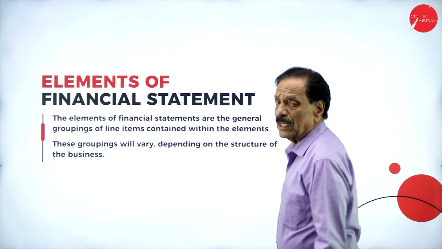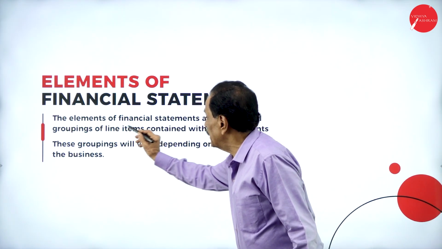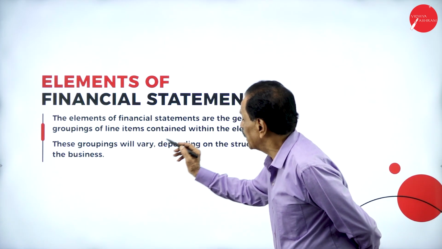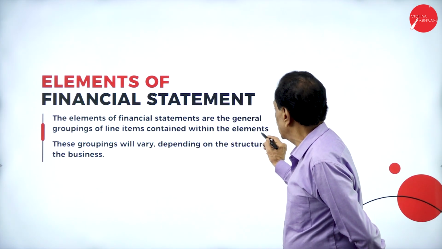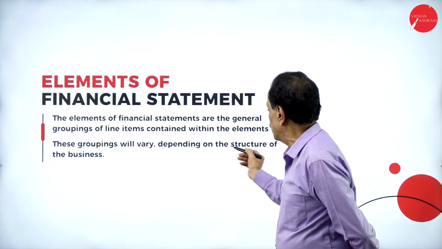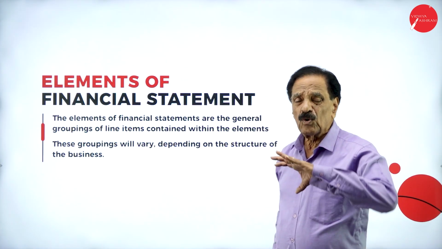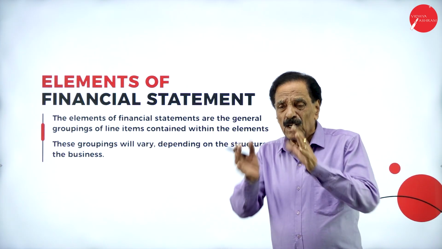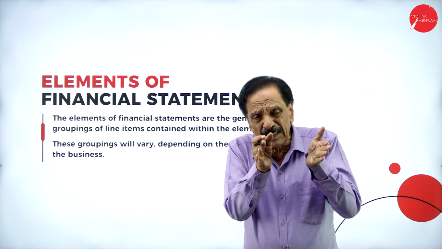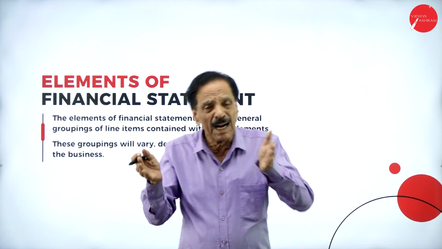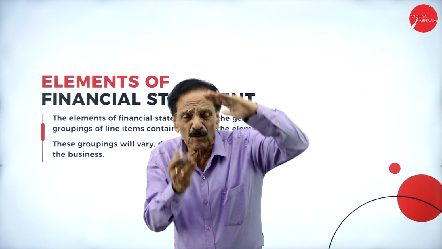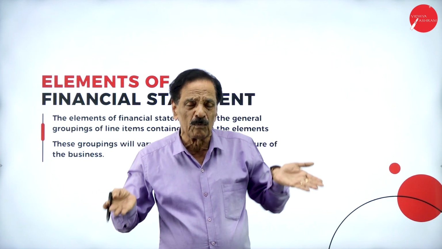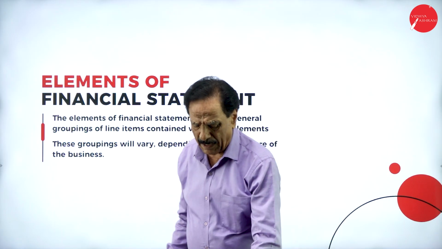Elements of Financial Statement. The elements of financial statement are the general grouping of line items contained within the element. These groups will vary depending upon the structure of the business. So we are going to discuss the elements of financial statement, and make groups: what contents are there in the elements and what things will come under one group. It may vary, but how it will come under the same group, I'm going to explain one by one now.